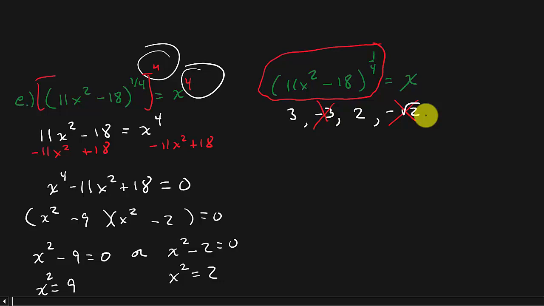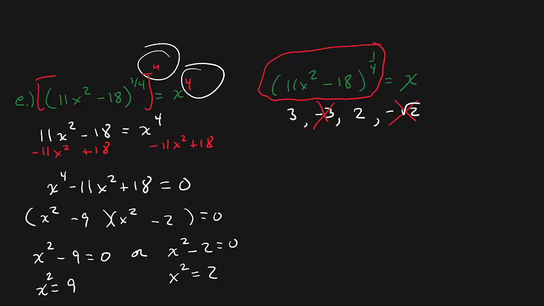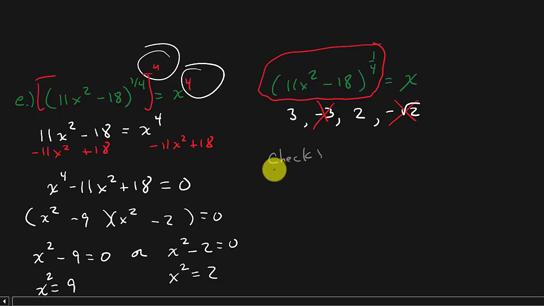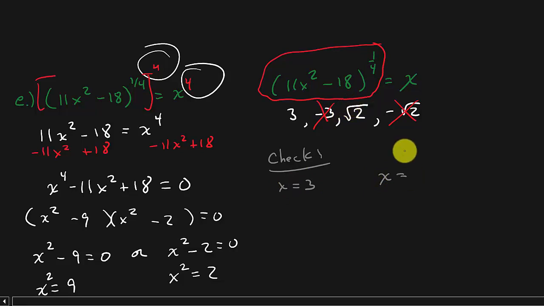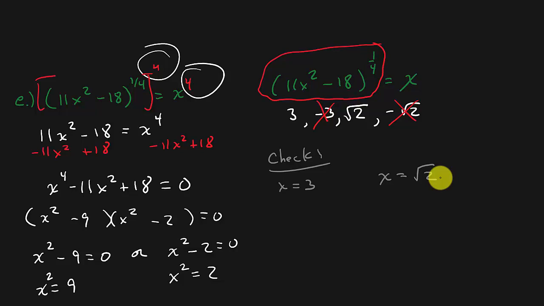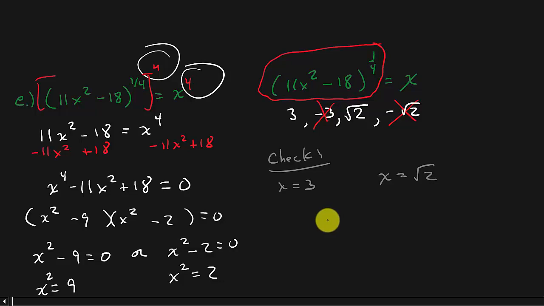All right? And so I would have to check x equal 3, and I would have to check x equal square root of 2. All right? And look, I'm not going to go through and do all that to save time. The video is already long enough. So, but like I said, make sure you check it. Plug them back in. Make sure you get the same thing on both sides. All right.